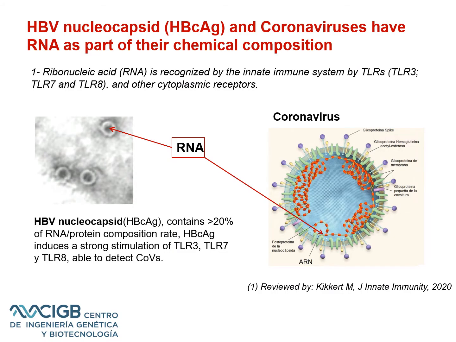So, as I mentioned, one of the components of this vaccine is the hepatitis B nucleocapsid antigen that has more than 20% of RNA related to protein content. It means that the RNA contained in this vaccine has the capacity to interact with toll-like receptors and induce the interferon stimulated genes that is the base of innate immunity potentiation.